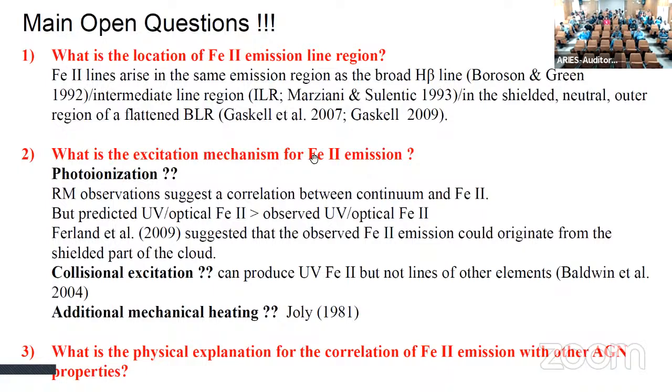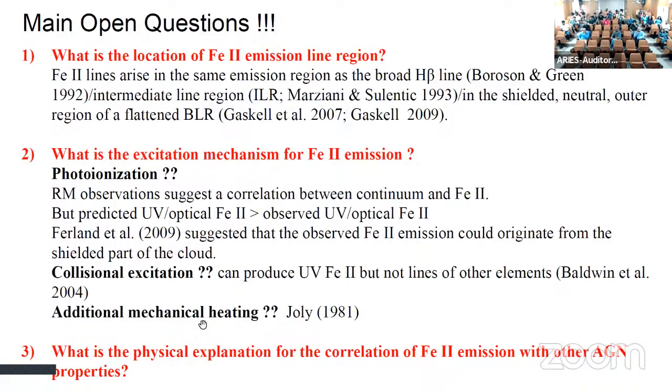Then the other thing is collisional excitation. People also tried to produce the observed spectra with collisional excitation lines. But there is a problem: if you use a very high temperature, then you can produce UV Fe2, but you cannot get the lines of other metals. That's why they rejected collisional excitation. But there is a possibility that it's a mixture of photoionization and collisional excitation. And there is also a possibility of mechanical heating, like when the clouds interact with each other, it can produce mechanical heating.